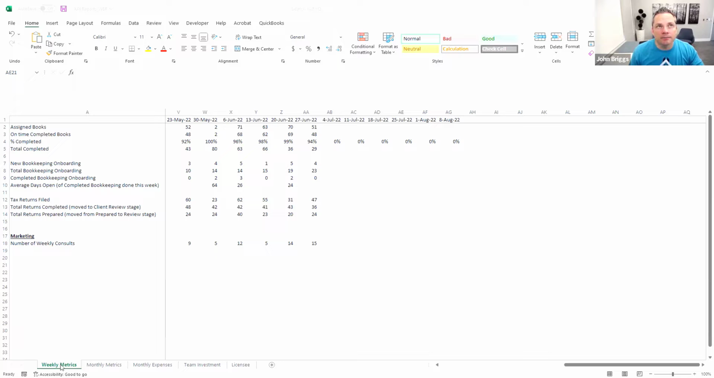So again, I should reiterate, I'm answering the question, how can I better understand the real-time financial picture of my business? And this is how we do it at Incite Tax. It's how I do it. This is an example. These aren't all of our real numbers or names. You can see at the bottom of the spreadsheet, I have weekly metrics, monthly expenses, my team investment, and then I'm not going to look at the licensee tab in this example.